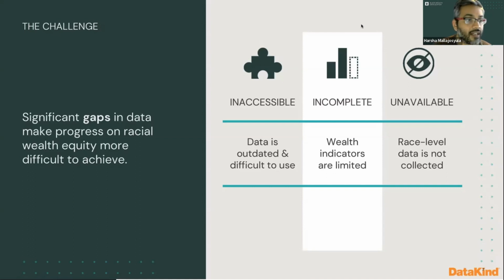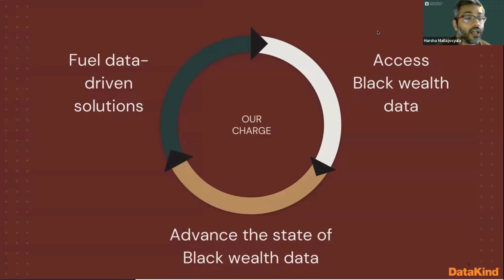So these are some of the challenges that currently exist, and the Blackwell Data Center is here to figure out a way to provide information that is accessible around wealth that is disaggregated by race. Next slide. So the center has 3 charges.